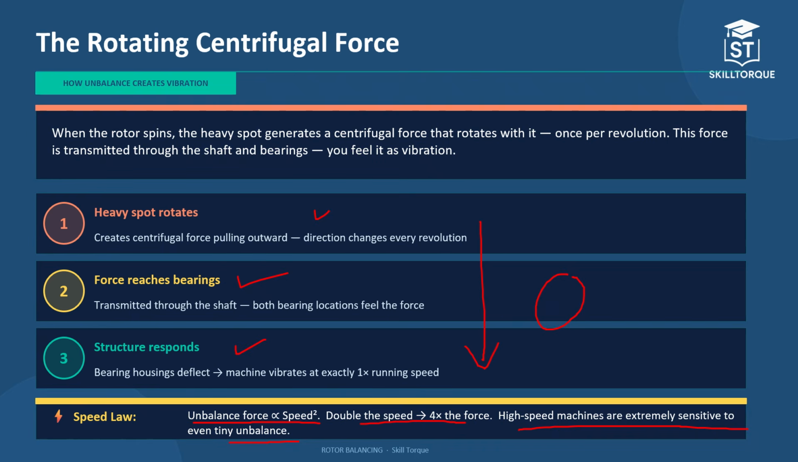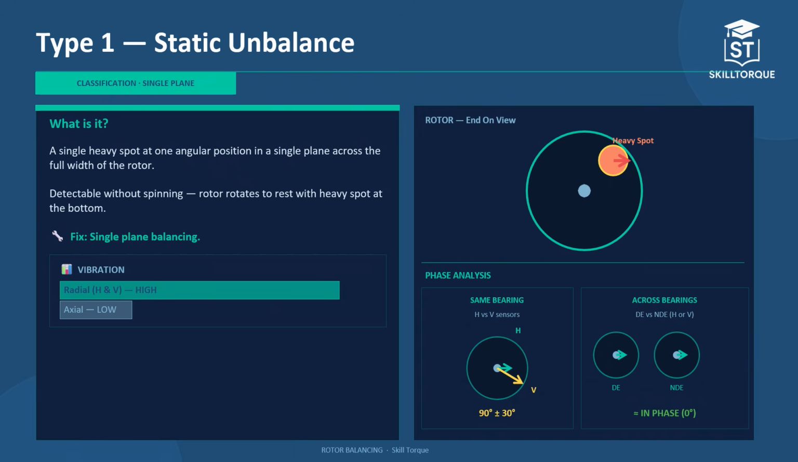So this is unbalance. Now we'll be discussing the types of unbalance. Normally there are three types of unbalance. Here we are going to discuss a fourth one also, I will just give you the name of the fourth one. The first one is the normal one, that is static unbalance. So what is static unbalance? It is the simplest type, you can say. The heavy spot is at one angular position only, and it exists in a single plane across the full width of the rotor.